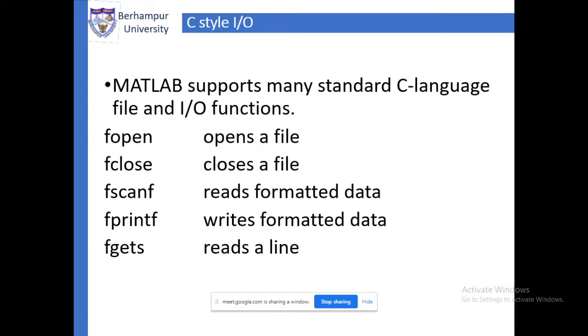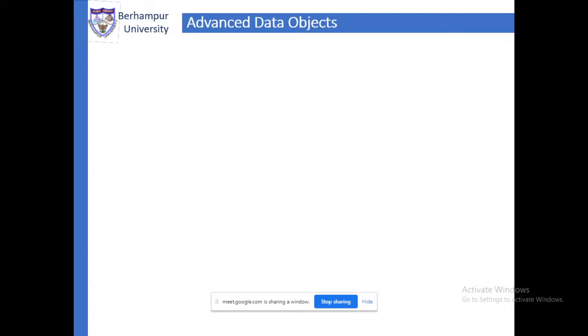So F means file. The first F is file, then file open, file close, file scan. The second F is formatted. Scan means scan the file which is formatted. Then printf, print is print, F is formatted. Then fgets means read from a line, get it from a line.